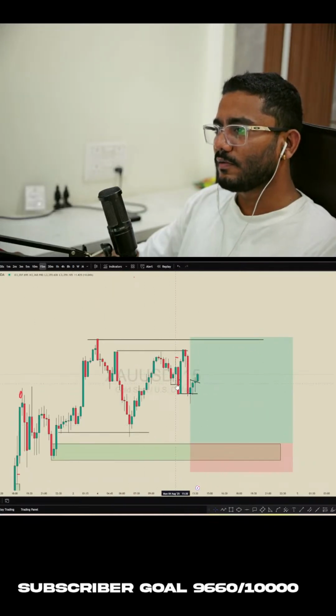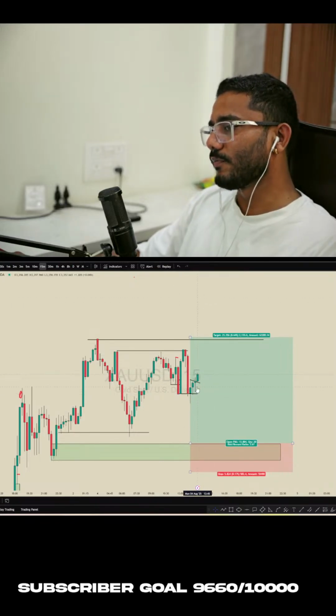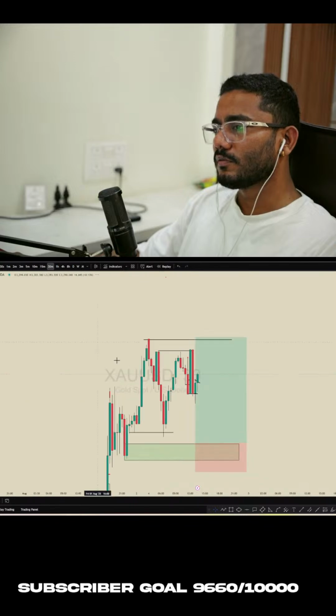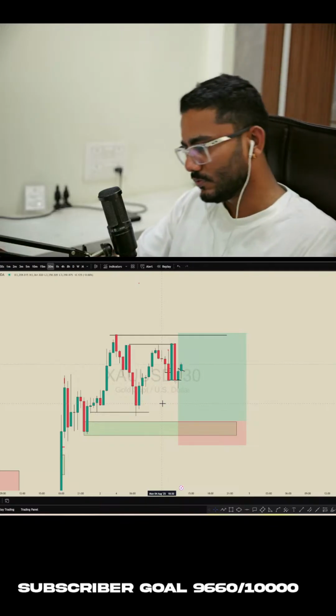So on 5 minutes, we can say this price has closed in this structure. So it's showing that it should continue higher. And we have these equal highs over here.